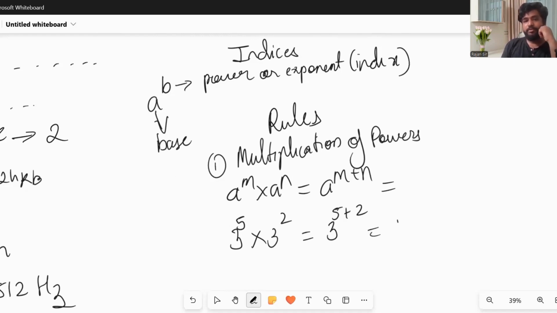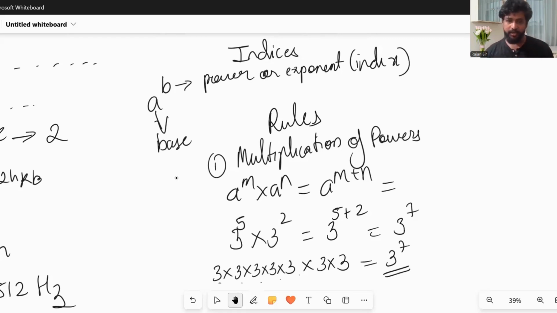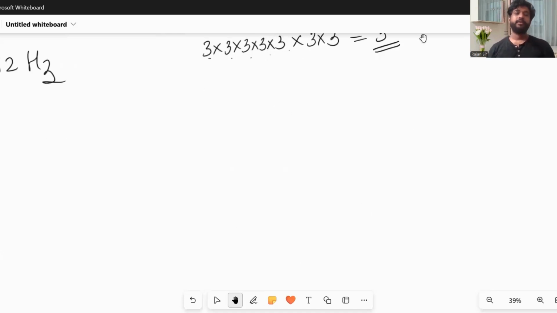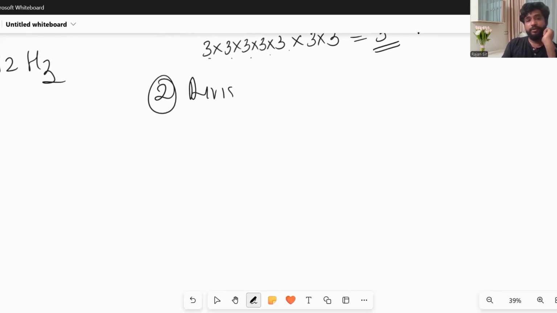That makes sense because let me just show exactly what we're doing here. We are taking 3 raised to 5 as 3 into 3 into 3 into 3 into 3, and this is 5 times. And if you take 3 raised to 2 as 3 into 3, now we have 1, 2, 3, 4, 5, 6, and 7. So we can write this in short form as 3 raised to 7, where 3 is the base, 7 is the index or power. All okay? Now let's go for the second rule. The second rule says division of power.